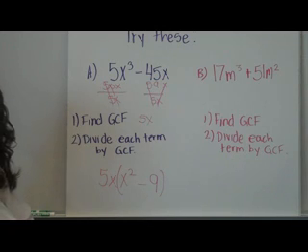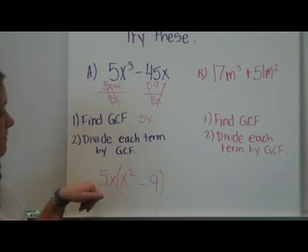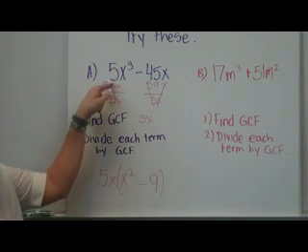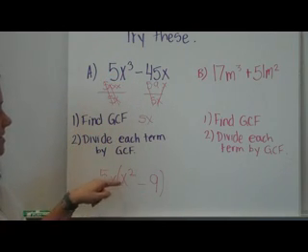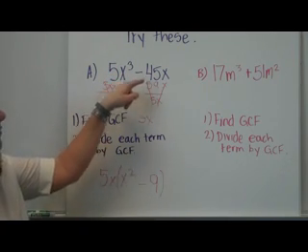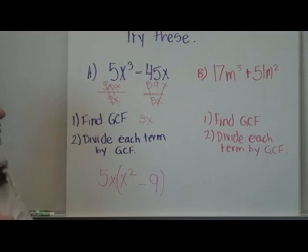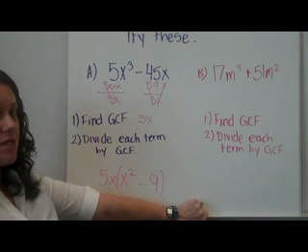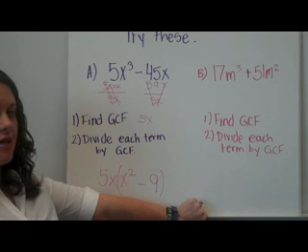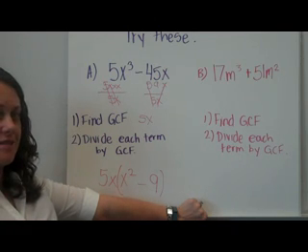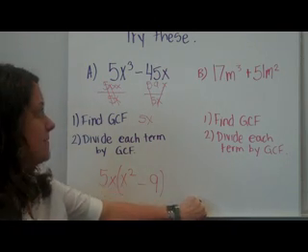Now I can always check to make sure I did this correctly. 5x times x squared is 5x cubed. 5x times negative 9 is negative 45x. So I am correct. Alright, let's try one more. Probably you should pause here, see if you know how to do this, and then come back and listen, or fast forward if you already get it.